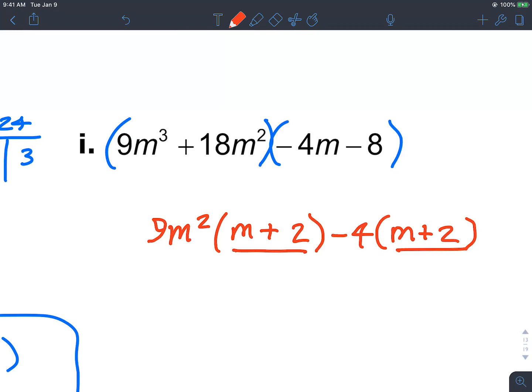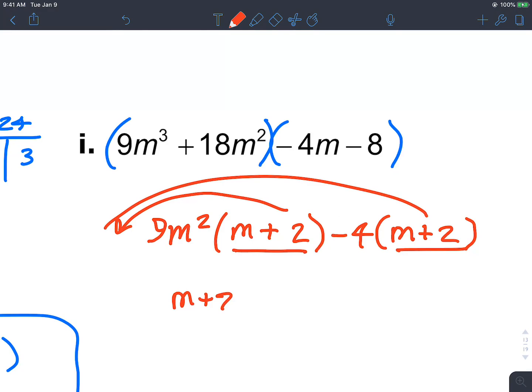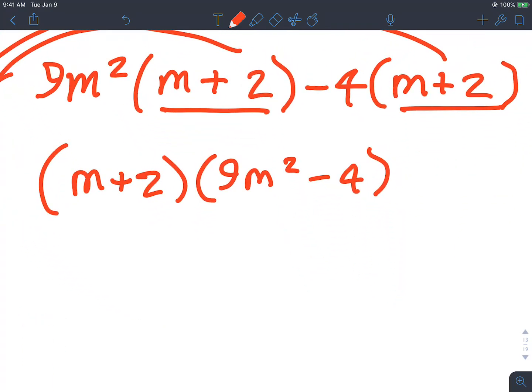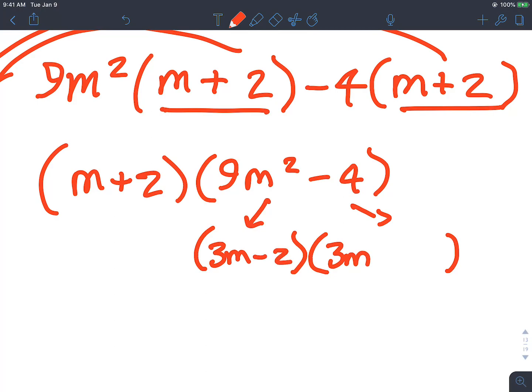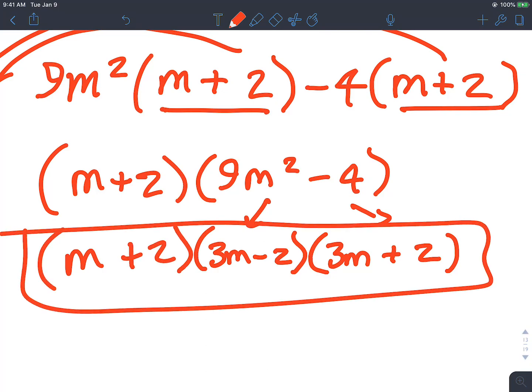Okay, and then now take this stuff, factor it out. That's m plus 2. And then the second thing is 9m squared minus 4. And actually here with this, 9m squared minus 4, that's a perfect square, that's a perfect square. This is the difference of squares. So this actually simplifies even further. This will be 3m times 3m gets you 9m squared. And then negative 2 and positive 2 are going to get you the negative 4. And just drop down that m plus 2 here at the end, and then you're good to go.